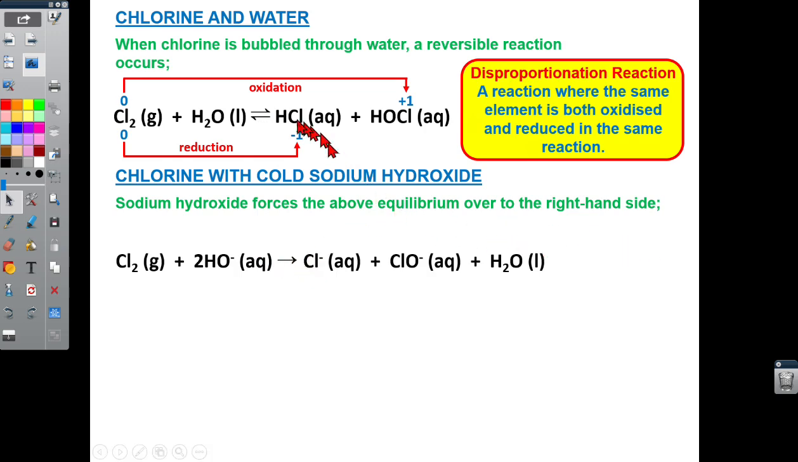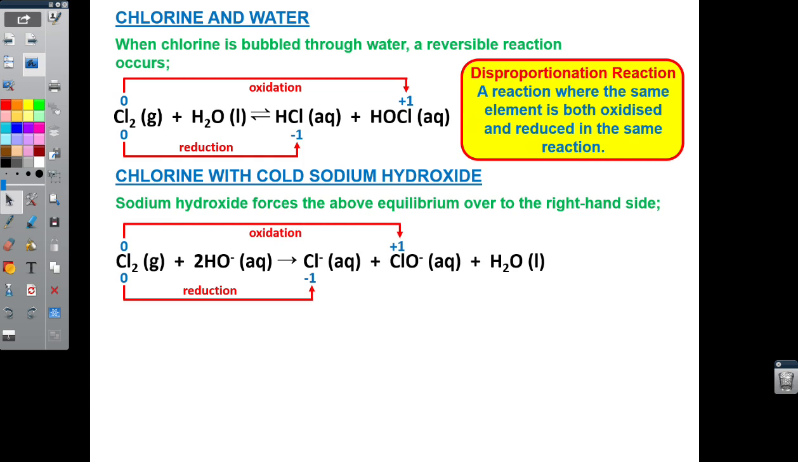Form similar products though. Instead of HCl, we form Cl minus, and obviously we'd have a sodium as a counter ion here, or potassium as a counter ion, or some metal ion, and we'd form maybe sodium chloride, Cl minus, maybe sodium chlorate 1, this is a chlorate 1 ion, ClO minus, and we form HCl, H2O. So again, when we start looking at the oxidation numbers, we find chlorine going from 0 to -1 here, so it's been reduced. And we also find chlorine going from 0 to +1 here, so it's being oxidized.